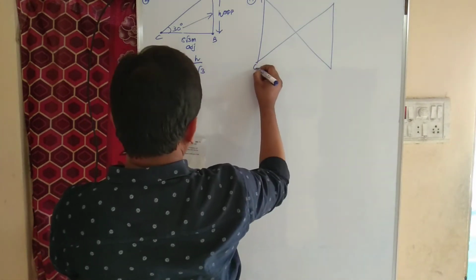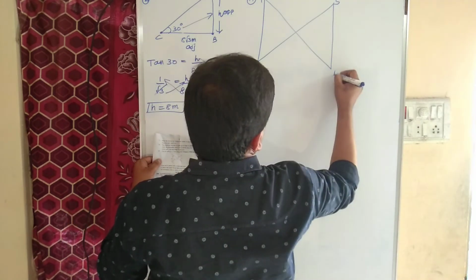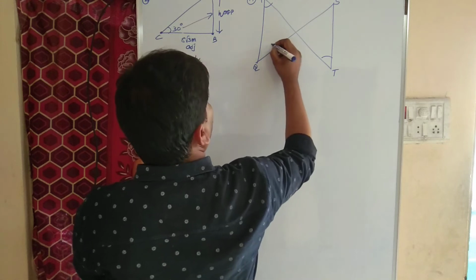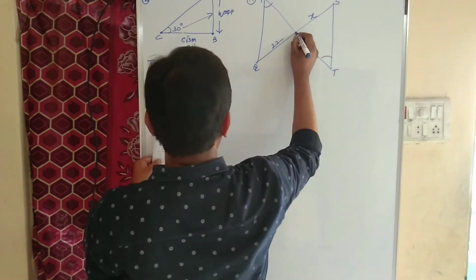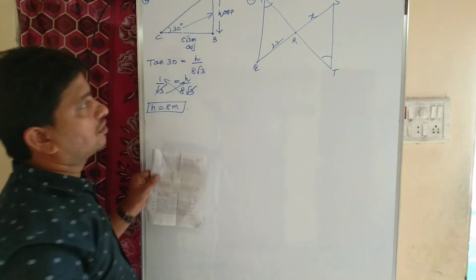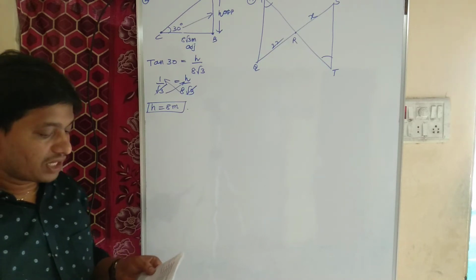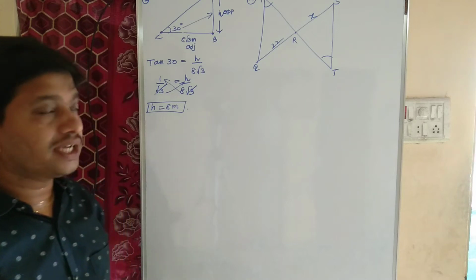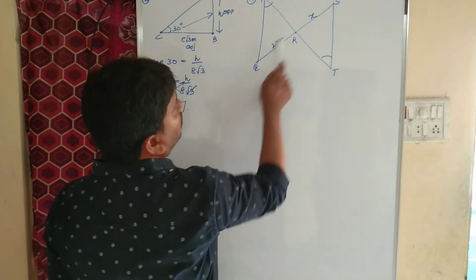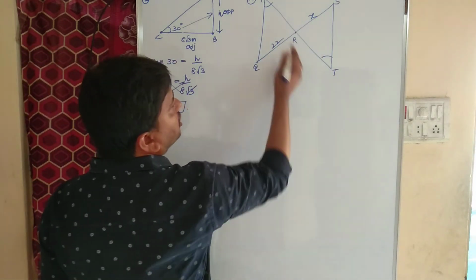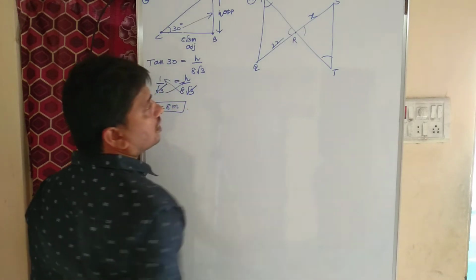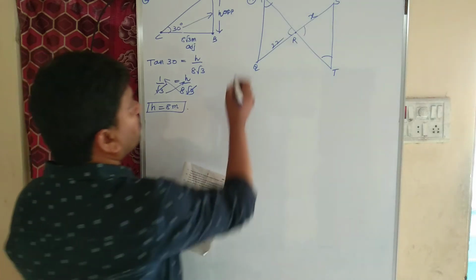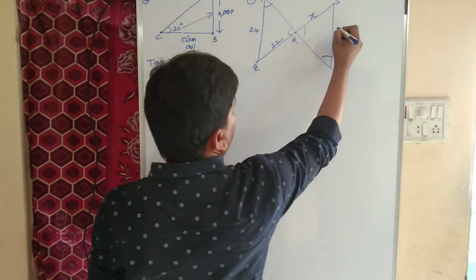They are asking to find the value of x from the given two triangles, triangle PQR and triangle TSR. As these two triangles are similar, their corresponding sides are in the same ratio.